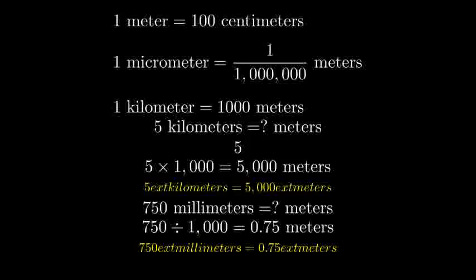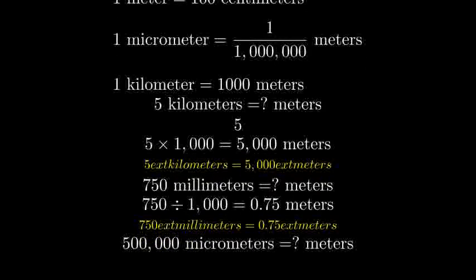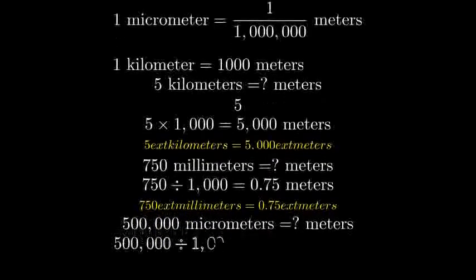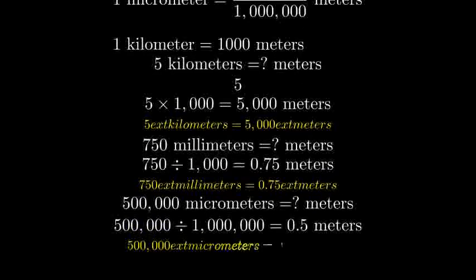How about converting micrometers to meters? If we want to find out how many meters 500,000 micrometers is, we use our conversion factor. Since 1 micrometer is 1/1 millionth of a meter, we'll divide 500,000 by 1 million. When you do the math, it's equal to 0.5 meters. Therefore, 500,000 micrometers is 0.5 meters.